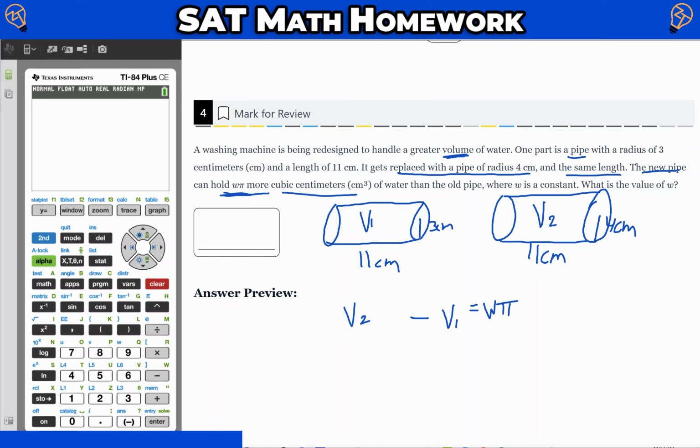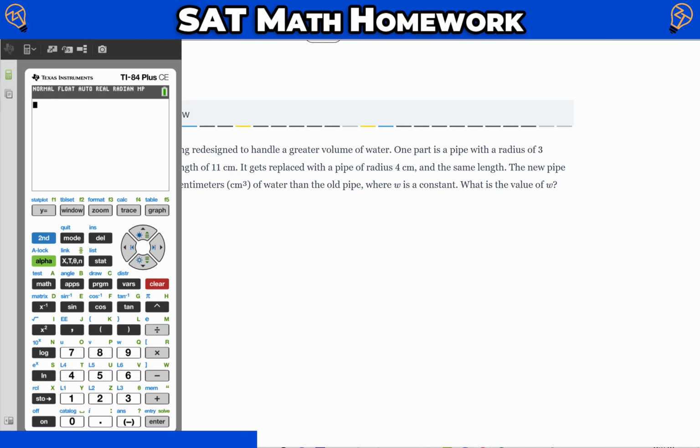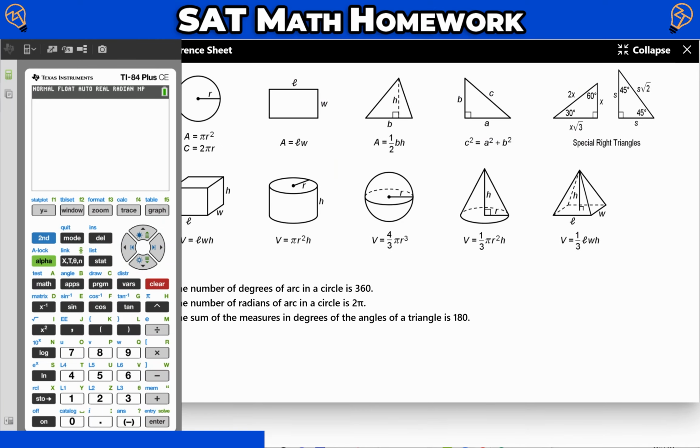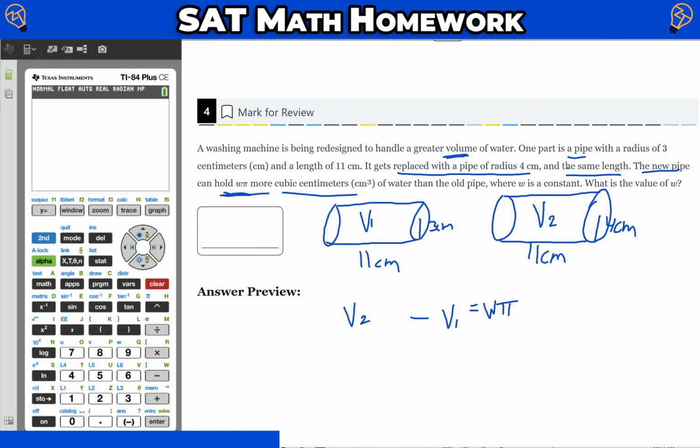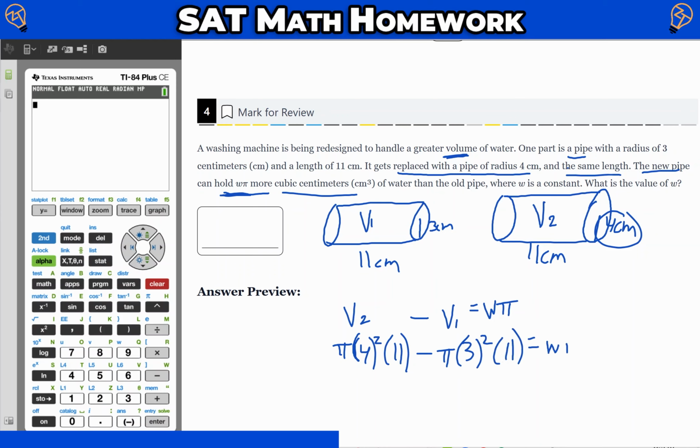So obviously that begs the question, well, what's the volume formula for a cylinder? And we can go to the reference document here and see that for a cylinder, it's pi r squared h. So let's go ahead and type this in here, or fill everything in, I should say. So pi r, with the radius of this larger one being 4, squared h, minus the other volume, so pi r squared h, is equal to W pi.